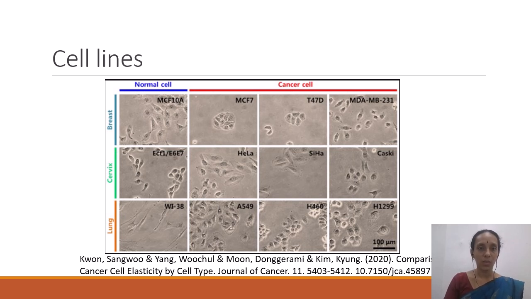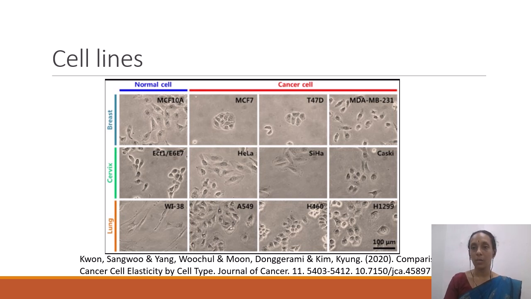The first image shows the breast tissue. MCF10A is a normal cell, after which you have MCF7, T47D, MDA-MB-231. All three are different types of cancer cells. You can see the change in the morphological characteristics of the cell lines. In the second row, we have cervical cells, the first one being the normal cervical cell, and the next three options are cancerous cervical cells. And the third, if you see, these are all lung cells. You can see how drastically the morphology of the cells has changed, and thereby the functionality will also be majorly impacted.